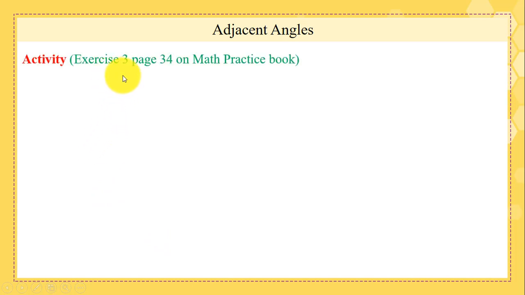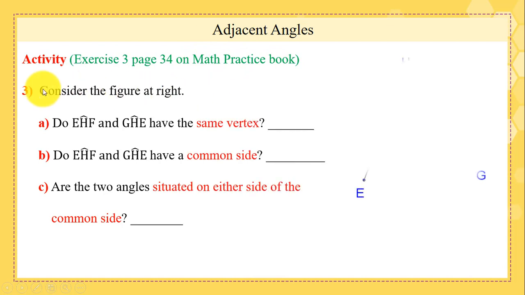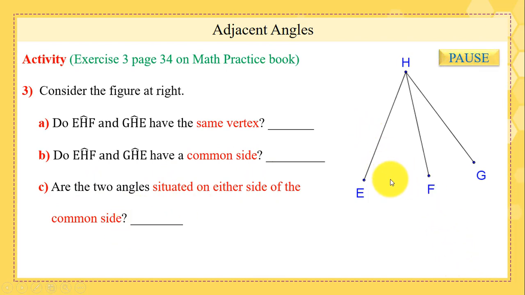Let's solve the third activity, page 34 on the math practice book. Part 3. Consider the figure at right. Do EHF and GHE have the same vertex? Do EHF and GHE have a common side? Are the two angles situated on either side of the common side? Please pause the video and try to solve it alone.